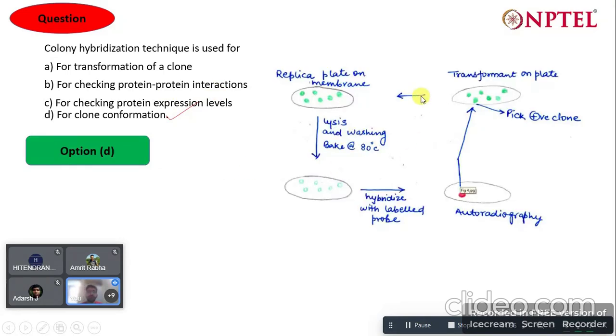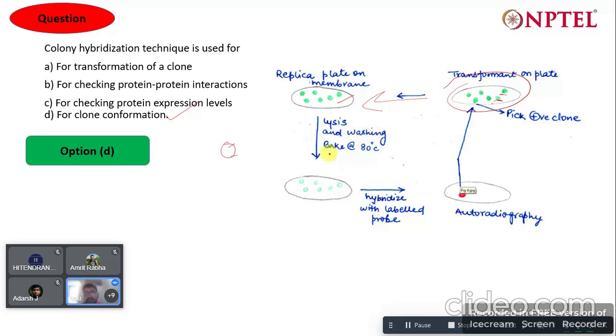So how do we do this? For example, we transform bacteria or some plant cells with a particular DNA or a vector that contains the gene of interest. So here are these transformants on a plate. These are the cells that have that DNA. Now we have to check whether we have the gene of interest in them or whether it's the empty plasmid. So now we move on to another plate or a membrane.